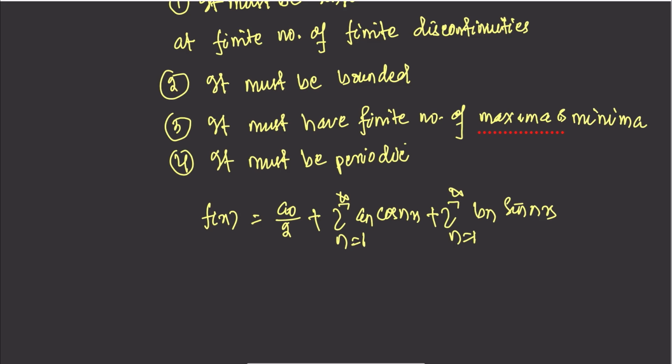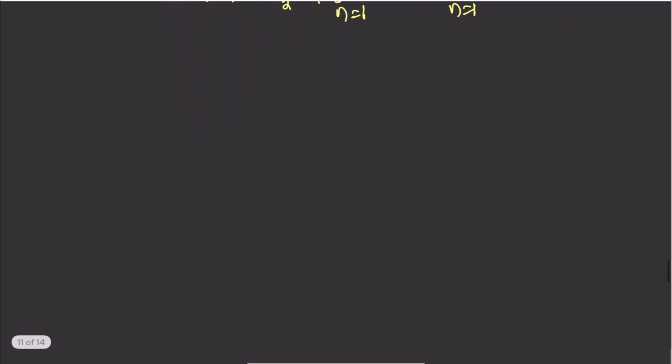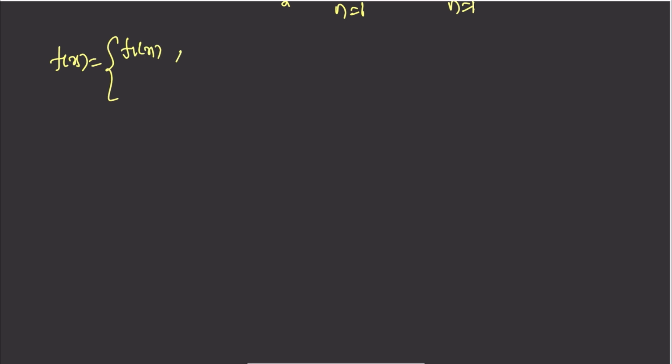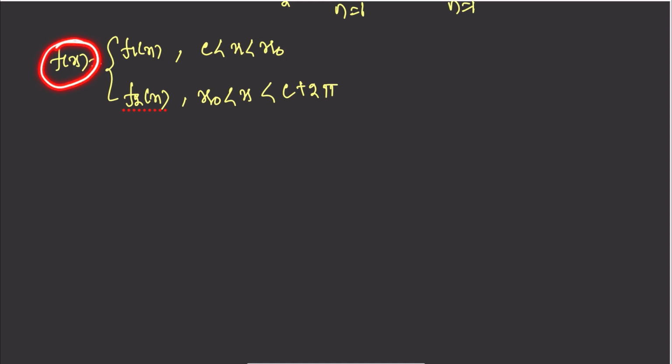Okay. For a discontinuous function, let's say f of x equals f1 of x when c is less than x less than x0, and f2 of x when x0 is less than x less than c plus 2 pi. This is a discontinuous function and the point of discontinuity is x0.